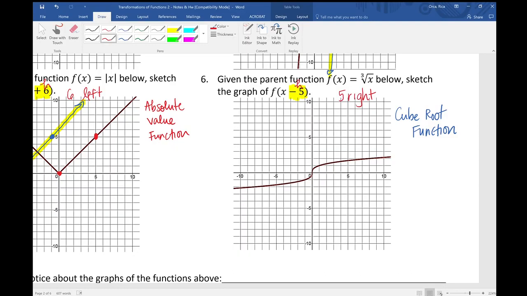Okay, class, let's pick 3 points from the graph and move those 3 points 5 units to the right. So I'll go with (0, 0), (1, 1), and (-1, -1). Let's move (1, 1) first. So 5 units to the right. 1, 2, 3, 4, 5. And then (0, 0), 5 units to the right. Followed by (-1, -1), 5 units to the right. Draw the graph.